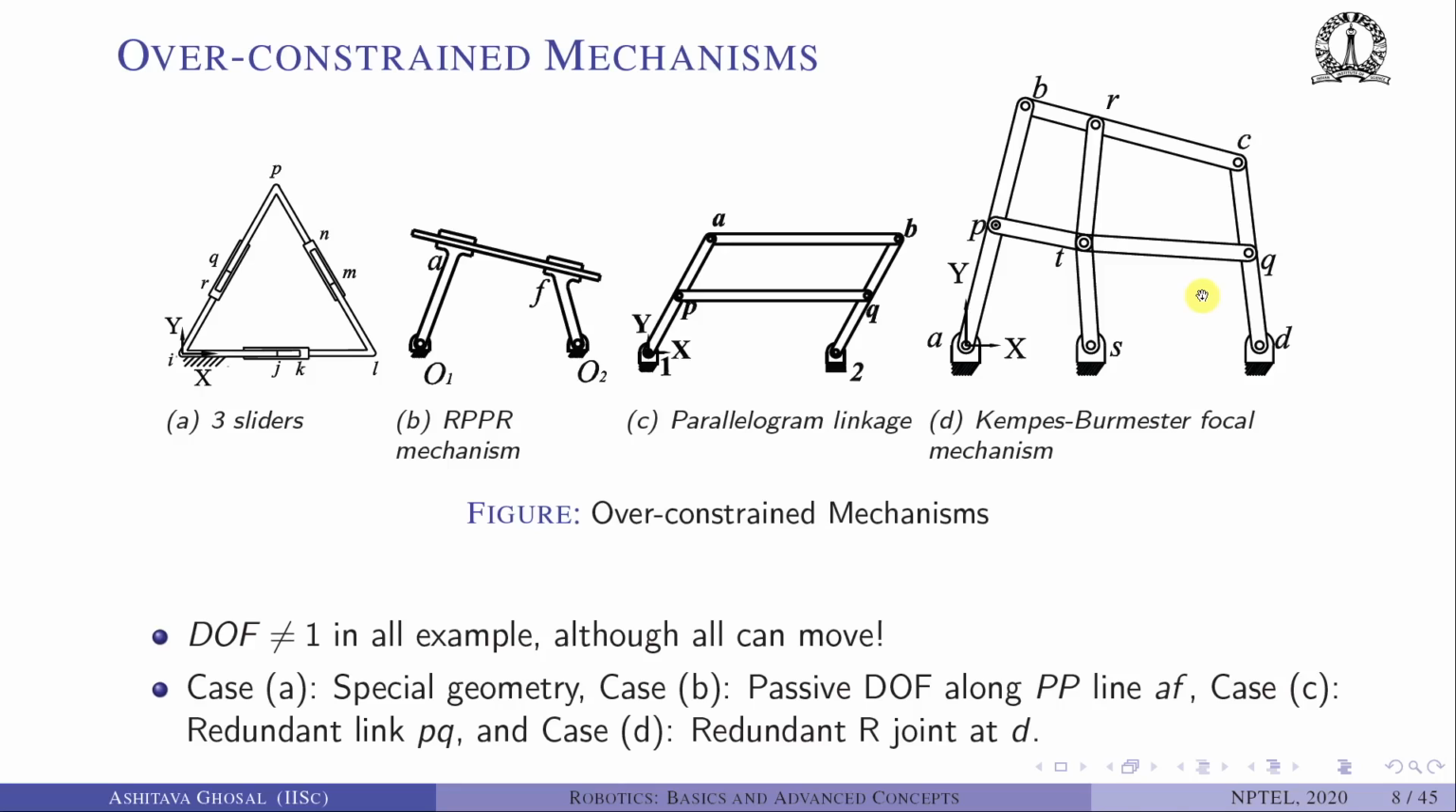Okay, if you apply the Grubler-Kutzbach criteria with this joint here, then you will see that the degree of freedom is less than 1. Okay, but nevertheless, this linkage moves.